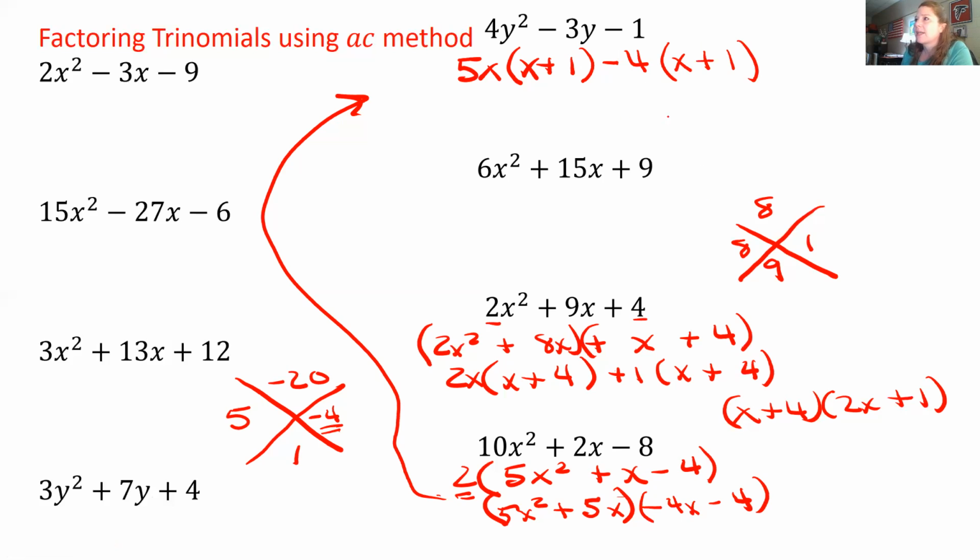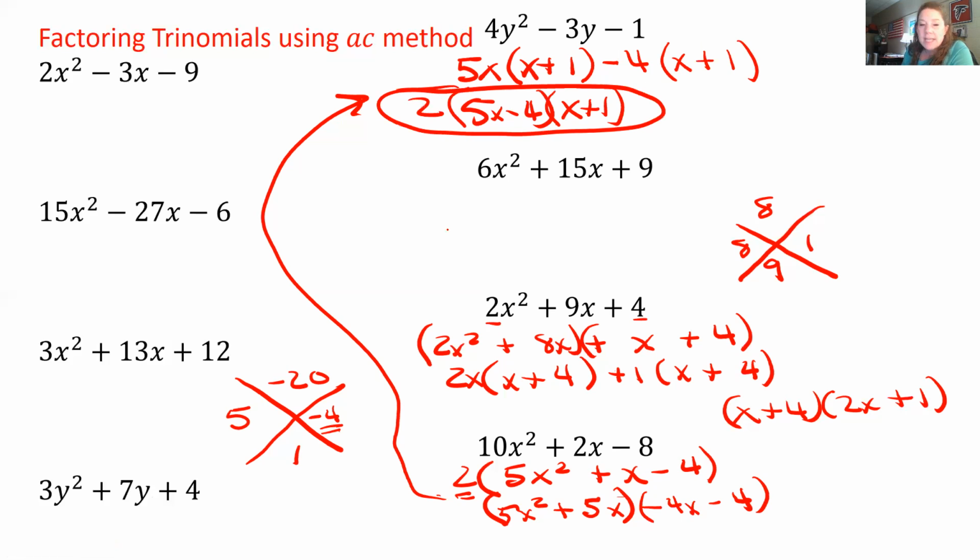Man, that was difficult for me. All right, so what's one of our factors? It's x plus 1. And then the other one is 5x minus 4. And did you remember to add your 2 at the end? Hopefully you did. All right, what else we got?